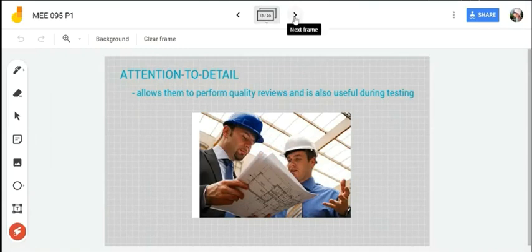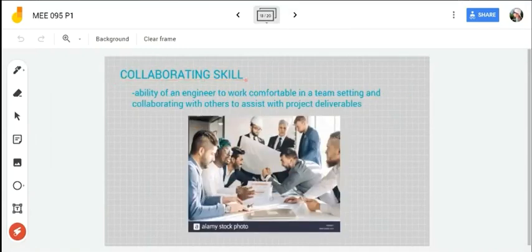Okay, next online, we have the collaborating skill. So if you want to become a successful engineer, you need to have that collaborating skill. So what is your collaborating skill? It is an ability of an engineer to work comfortably in a team setting and collaborating with others to assist with project deliverables. Okay? So, ibig sabihin nun, when you become an engineer, hindi ka naman magtatrabaho na mag-isa, but you need to have that teamwork with other people, 'di ba? Even if they are engineers or they are not, or they are technical people or technical person, then you need to collaborate with them and work together with them in a team setting. That's why you need to have that collaborating skill.